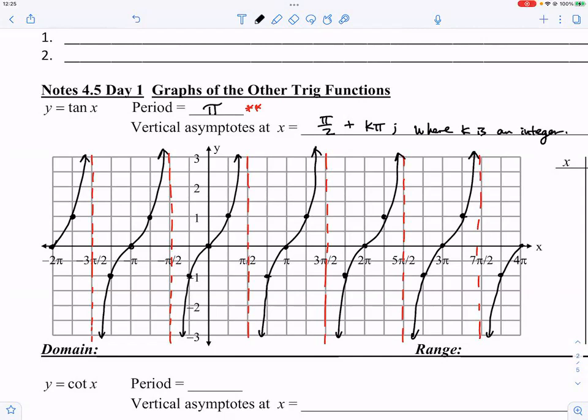So what we're saying here is we have an asymptote at pi over 2. And after every single pi, you will see another asymptote, whether it's to the right-hand side or to the left-hand side. After every single pi units, you will see a vertical asymptote. All right, any questions so far?